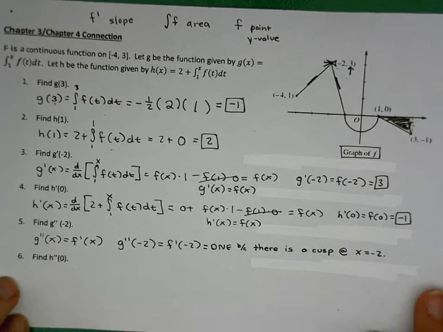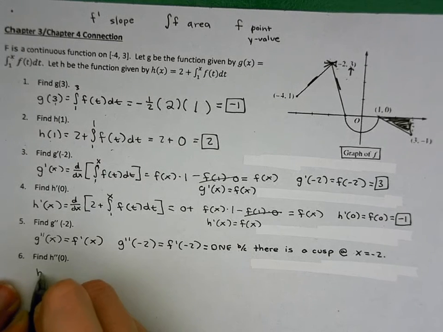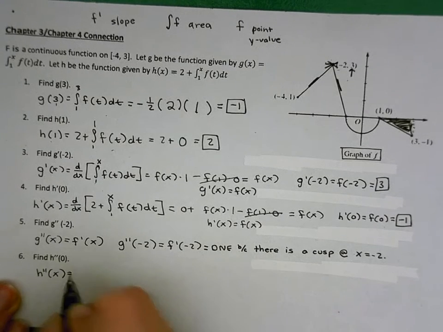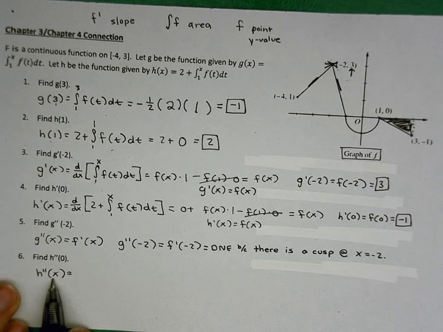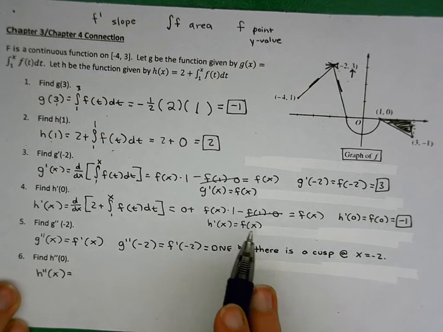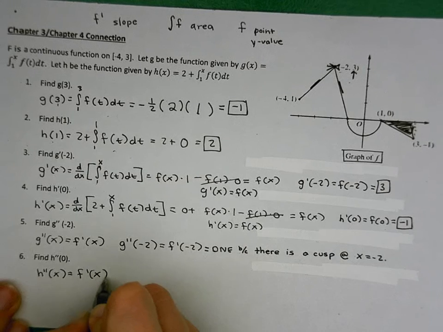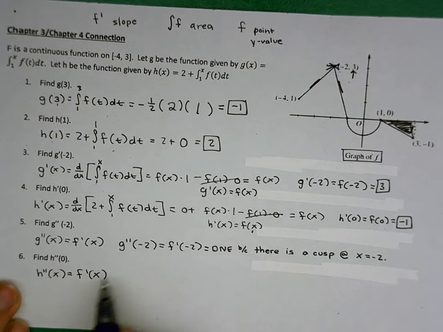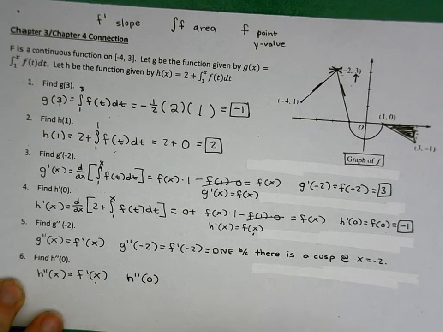Okay, so we have h double prime of 0. Hopefully you've paused it and tried this on your own at this point. Okay, h double prime of 0, again, can't take the 0 and plug it in until we actually know what h double prime of x is. So the derivative of the first derivative, well, my first derivative of h equals f of x. So the derivative of my first derivative is f prime of x. The derivative of f of x is f prime of x. So now we can figure out h double prime of 0.